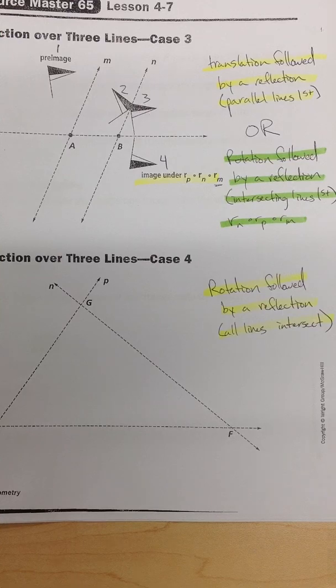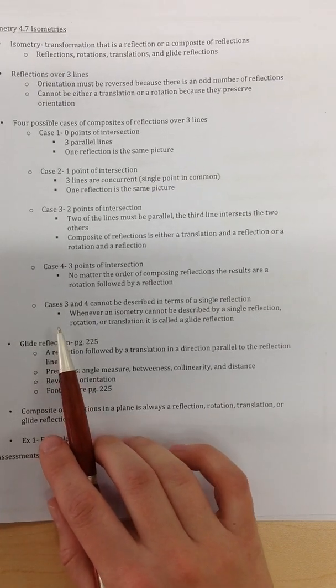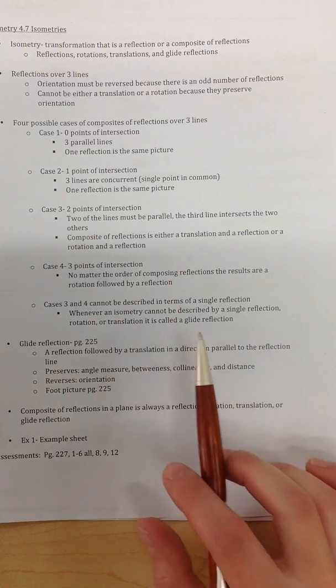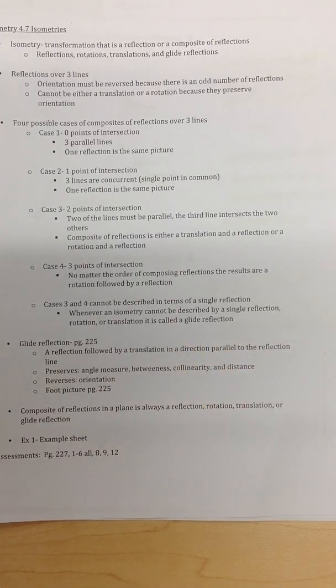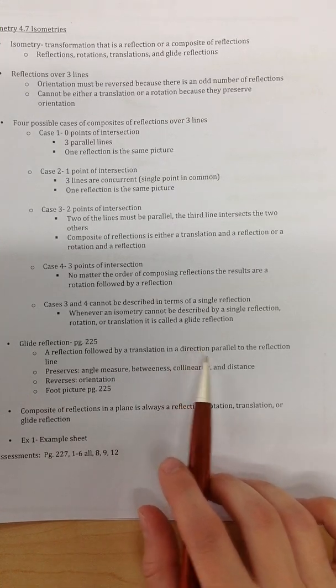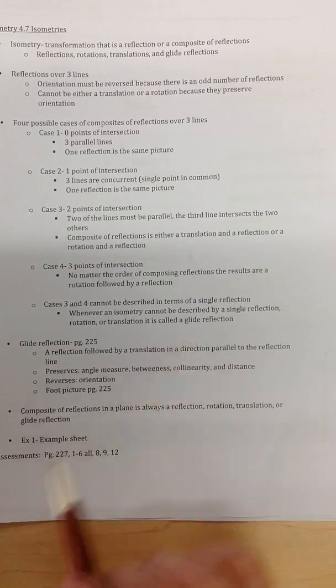Okay, so that's that. So we'll go back here to our cases. So this also says here that case 3 and 4 cannot be described in terms of a single reflection. So it's either, you know, a rotation and a reflection, or a translation and a reflection. We have to do multiple things to get there. So what we do is we call this a glide reflection. Okay, so we can't get there in a single movement. We got to do multiple things. So we call that a glide reflection.